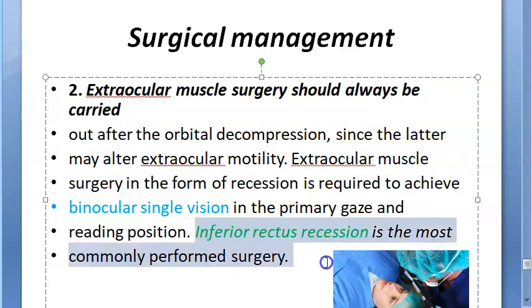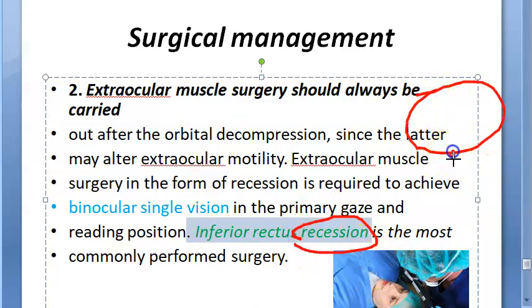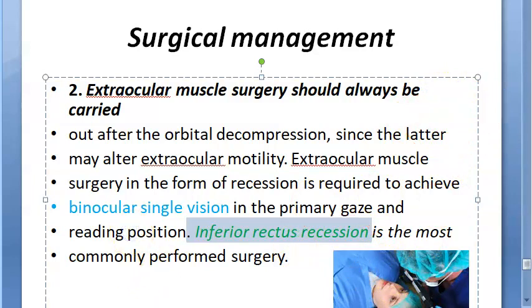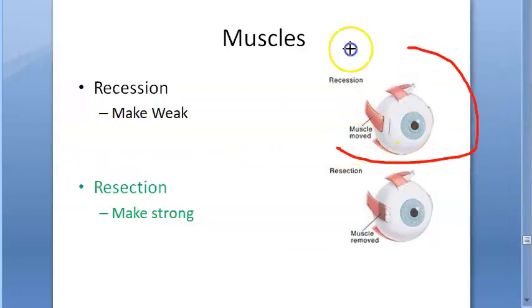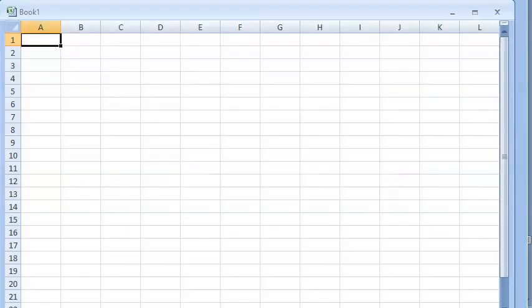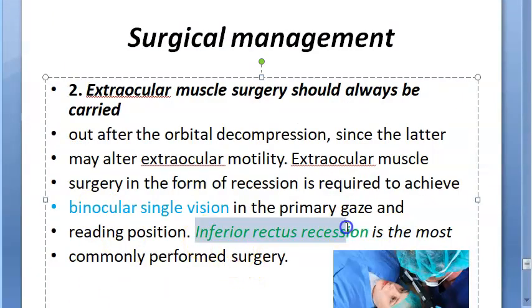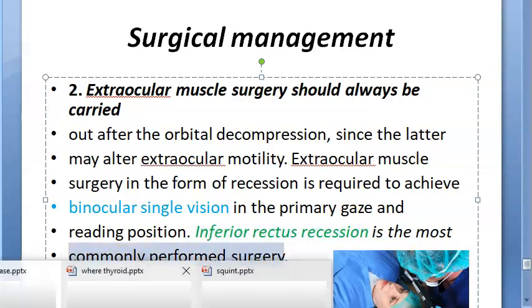Inferior rectus recession is the most commonly performed surgery. Let's remember this one. Where is inferior rectus? If this is the eyeball, inferior rectus is here, right? So the inferior rectus recession is the most common. Recession means it will go backwards. You will cut the muscle and put it backwards, so that will make it weaker, right? That is recession. That is going to make the muscle weak. Inferior rectus recession is the most commonly performed surgery for what? Thyroid eye disease.